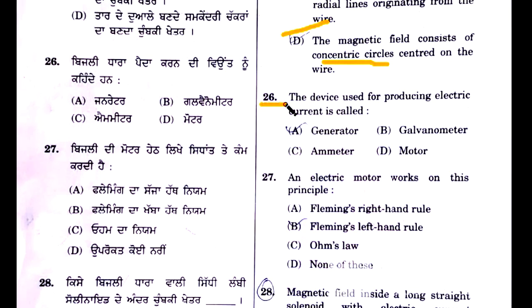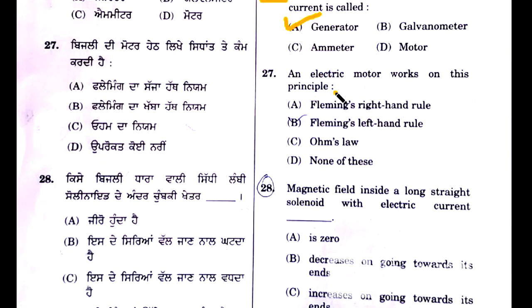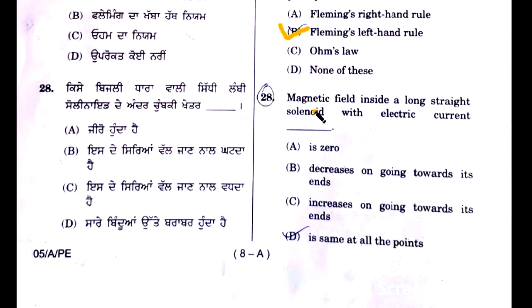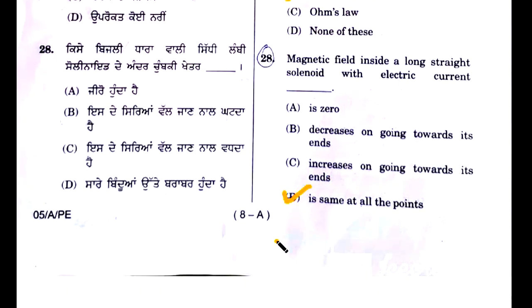Question number 26. The device used for producing electric current is called option number A, generator. An electric motor works on the principle of option number B, Fleming's left-hand rule. Magnetic field inside a long straight solenoid with electric current, option number D, is the same at all the points.